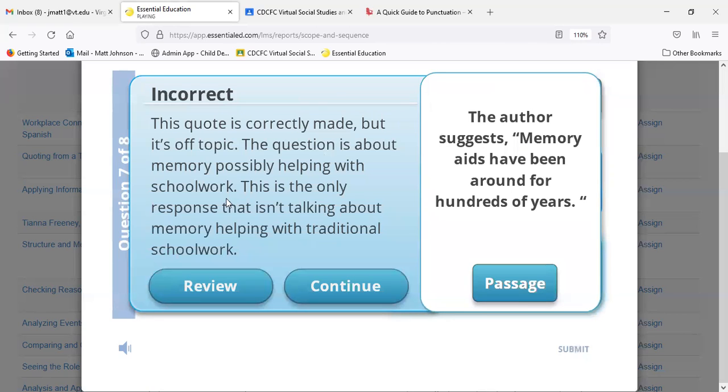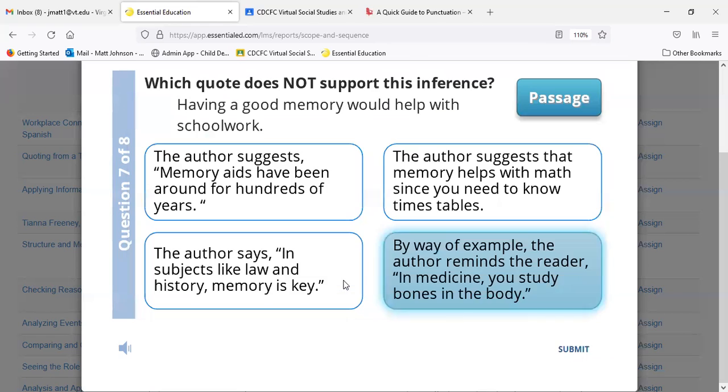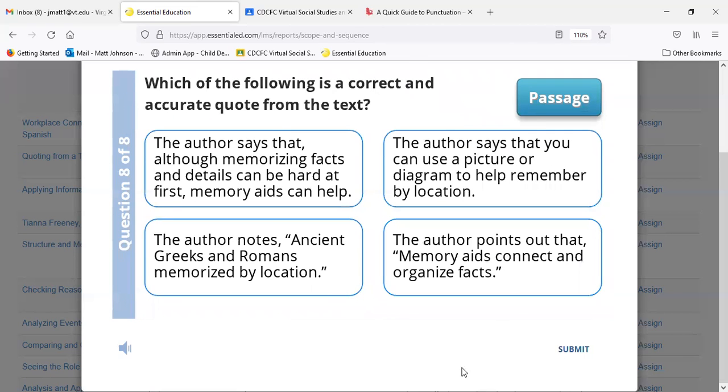Yeah. Oh, wait, that was wrong. This quote suggests memory aids have been around for hundreds of years. And I'm working through those because I didn't read this passage, so don't be surprised if I miss one. Okay, so last one here.